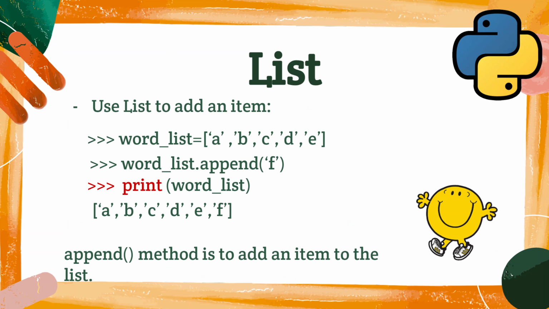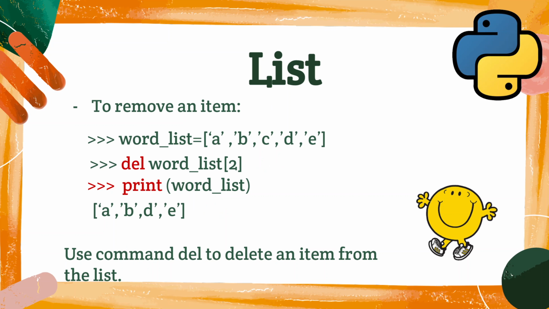Use list to add an item. To add an item to the list, the method is not add, but it is append. Append is to add the item to the last. As you can see in this example, after appending F to the list, the printout will be A, B, C, D, E, F.